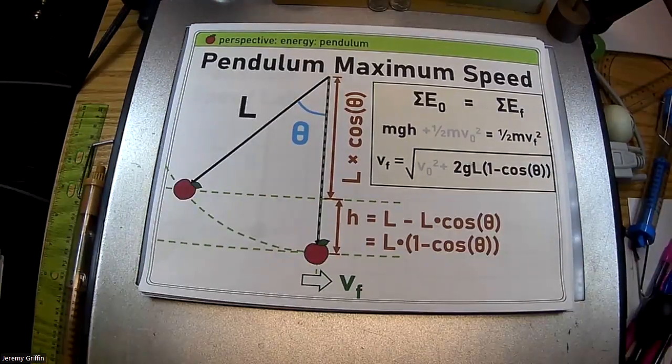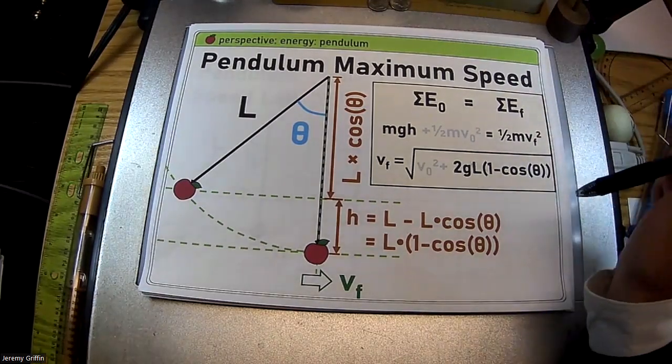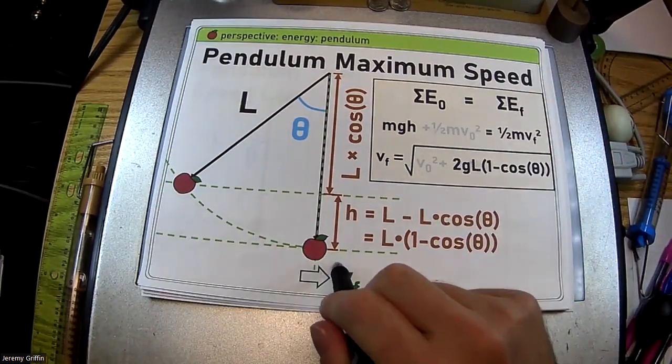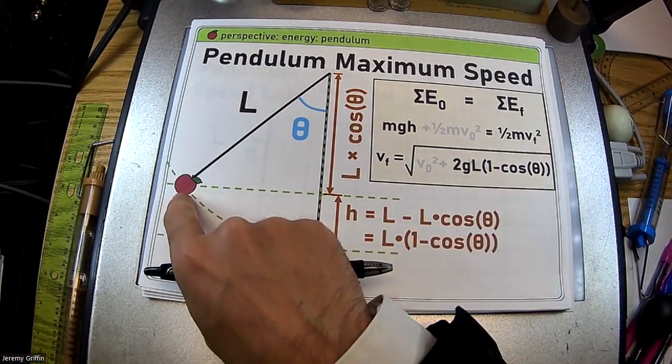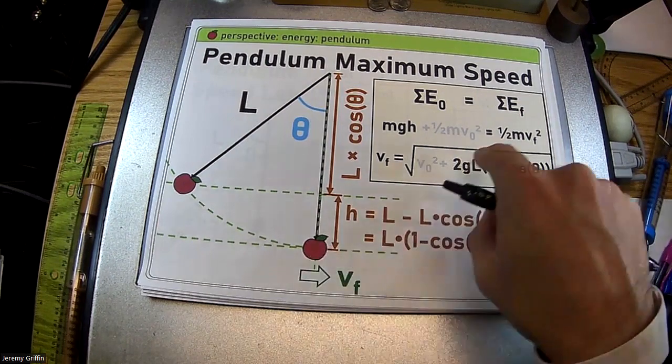Weird. Now, this one's a little more complicated, but I think you guys should be able to know this one too. Like, what's the maximum speed of the pendulum at the bottom? And so you can set up conservation of energy. Say, okay, well, it's all mgh at the top. It's all 1/2 mv squared at the bottom.